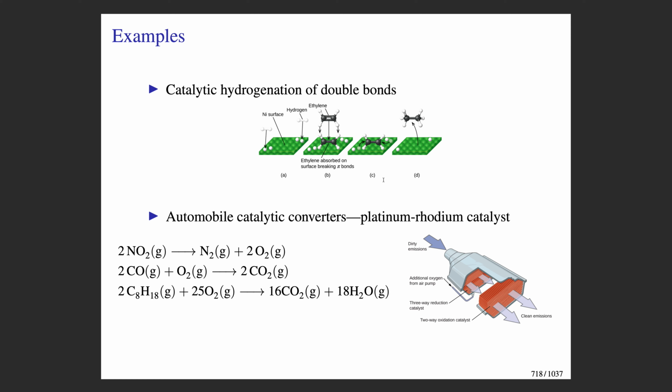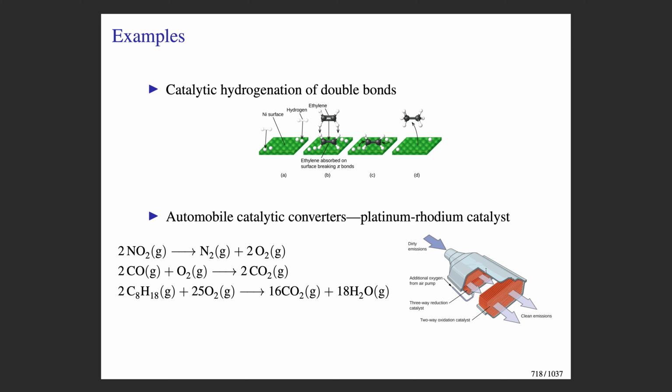Catalytic converters, you've heard of these. These are in your cars. They help to prevent pollution. And so what happens is the dirty emissions from the engine exhaust are pumped through the catalytic converter, which consists of a bunch of different types of metal.